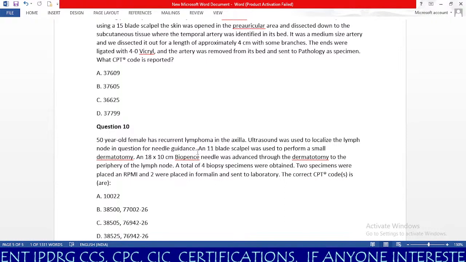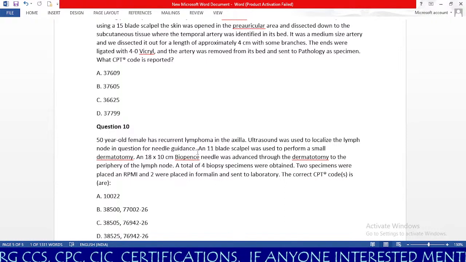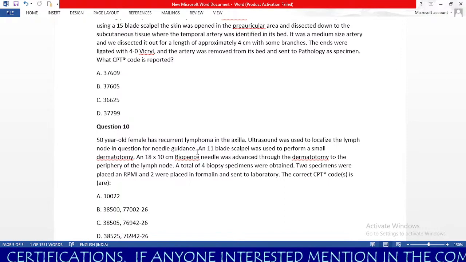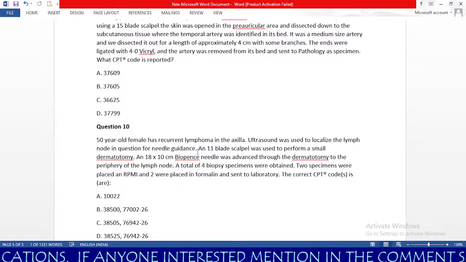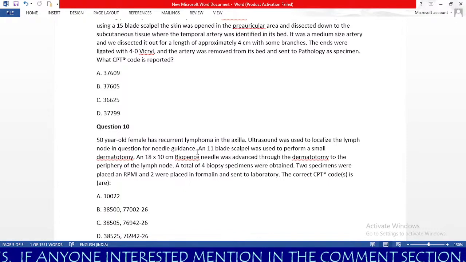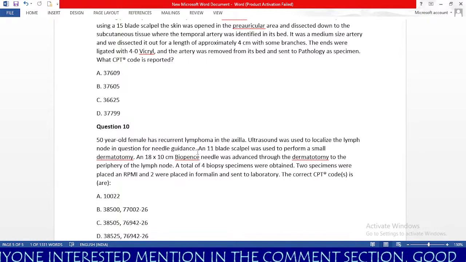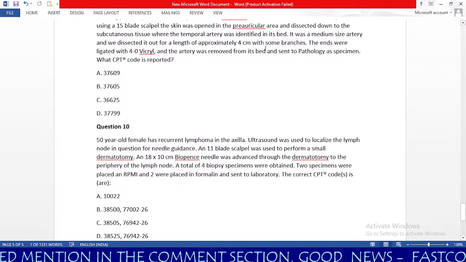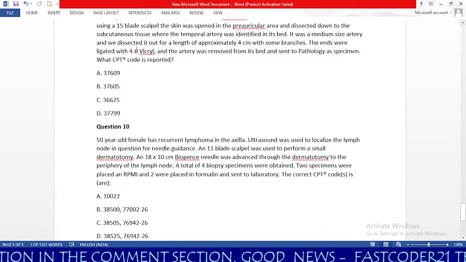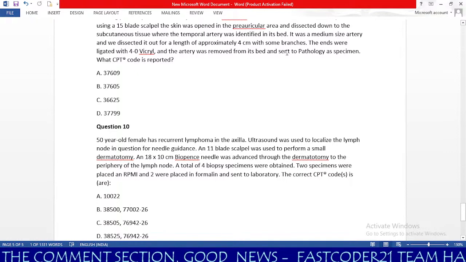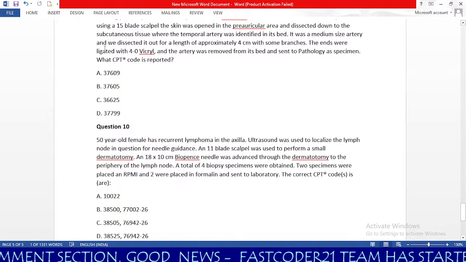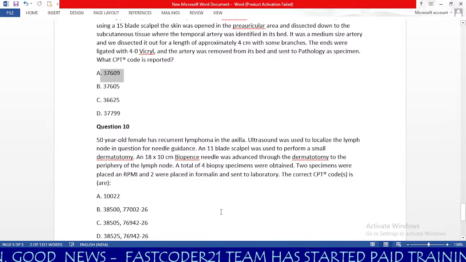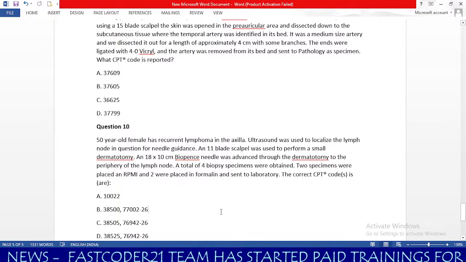So what is 37609? Ligation or biopsy of temporal artery. Whether it is ligation or biopsy, we need to use the same code, which is 37609. See here, the medium size artery was dissected out for a length of approximately 4 centimeters with some branches. The ends were ligated and the artery was removed from its bed and sent to pathology as a specimen. Whether it is a ligation or a biopsy, we need to code 37609. So A is the answer. So check this one, question number 10.